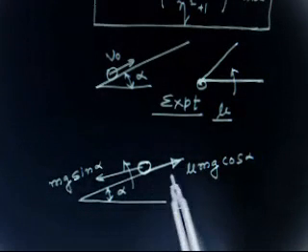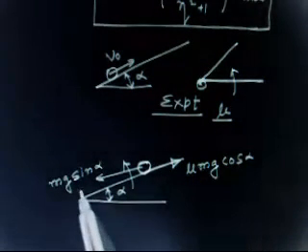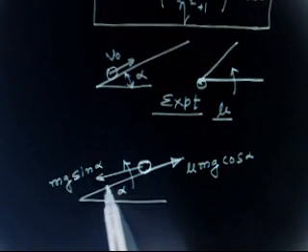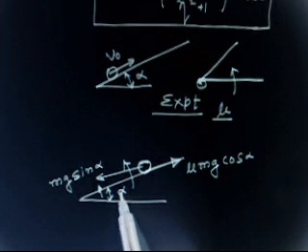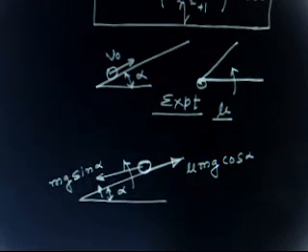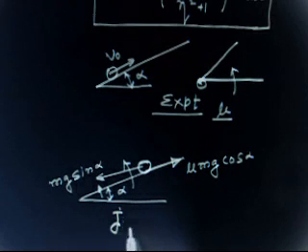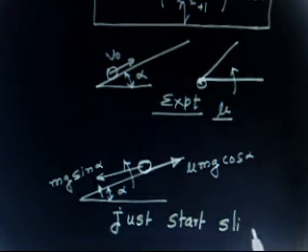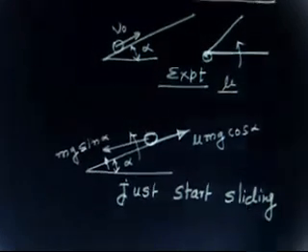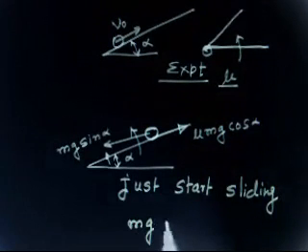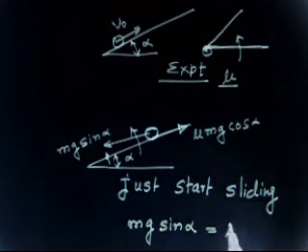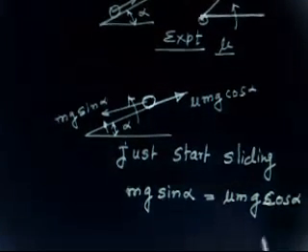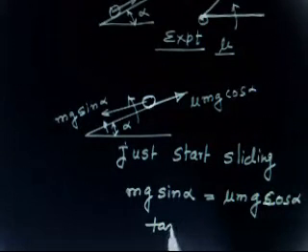A situation will come when mu mg cos alpha is just equal to mg sin alpha. In that case, this object will just slide. So you start increasing the alpha up to the point when it just starts to slide. When it just starts sliding, we can write mg sin alpha equals mu mg cos alpha. Are you getting? So from there I can write tan alpha equals mu.